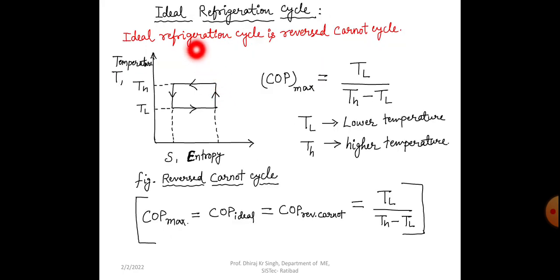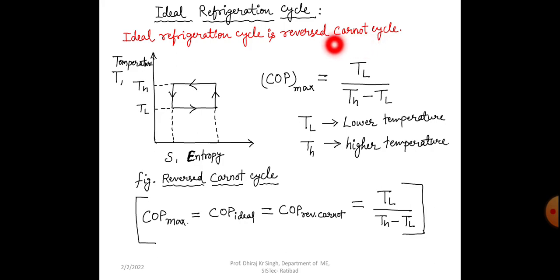If we talk about the ideal refrigeration cycle, then the ideal refrigeration cycle is basically the reversed Carnot cycle, and we are well aware that in the Carnot cycle there are two isothermal processes and two adiabatic processes. Isothermal processes are very slow and adiabatic processes are very fast, right? We have seen that the Carnot cycle is not a practical cycle, but for comparison with other cycles we study the Carnot cycle.